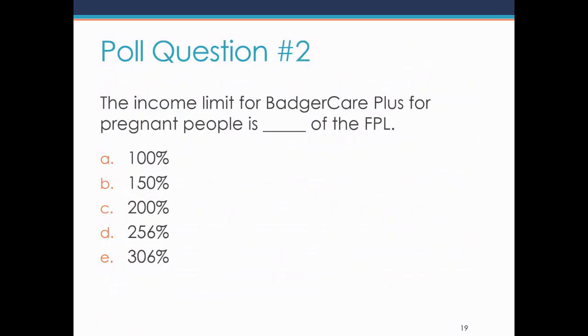And that brings us to our second poll question. The income limit for Badger Care Plus for pregnant people is what percent of the FPL? A, 100%, B, 150%, C, 200%, D, 256%, or E, 306%. Again, the income limit for Badger Care Plus for pregnant people is what percent of the FPL? I'll give you a little bit to answer that.